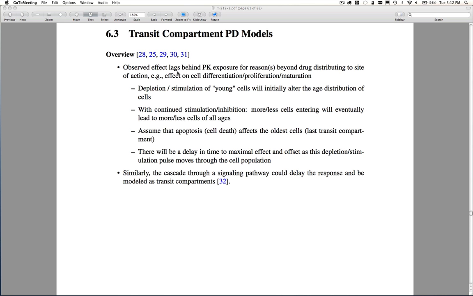And so again, there's a delay between that initial administration and the observed effect. In addition to, and probably most notably for these types of models, in addition to cascade type processes, we often see these models applied in cell differentiation or proliferation or maturation type processes.